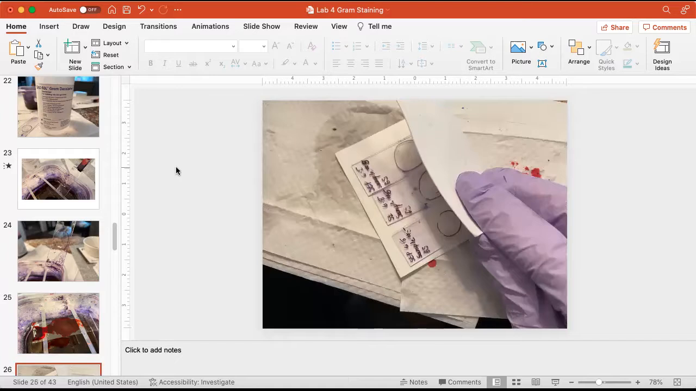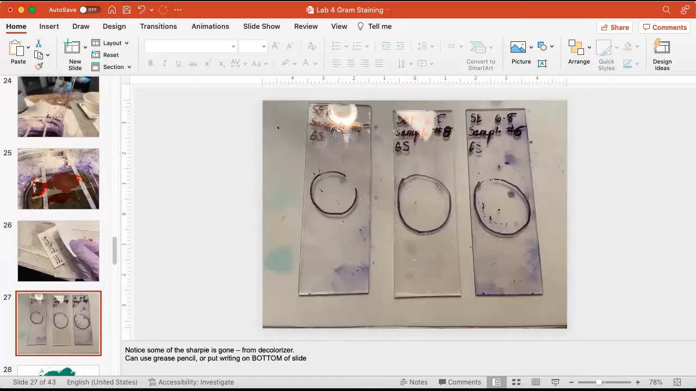We do our final rinse, and then we gently blot. We blot those slides dry. They don't have to be bone dry. Just want to get most of the water off because it'll be easier to look at them under the microscope. And here are my slides. I'm ready to go to the microscope.